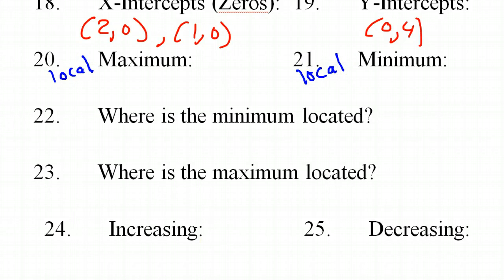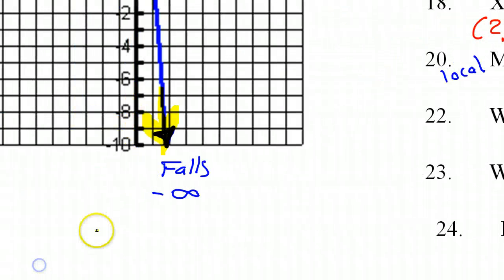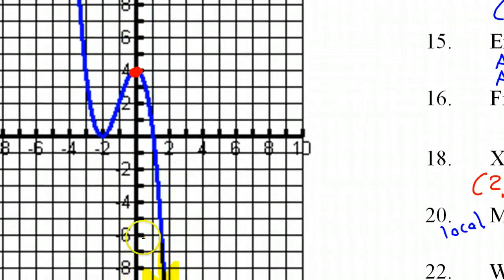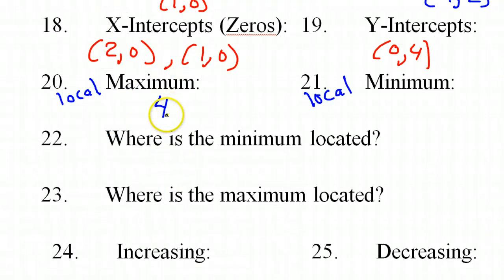Okay, that means even though it's not the highest point on the entire graph, this red dot right here is the local maximum because it's the highest point in this neighborhood. So the local maximum is 4. I'm talking y values here. So, okay, so there you go. Local maximum is 4. Now let's skip down and stay with maximum.